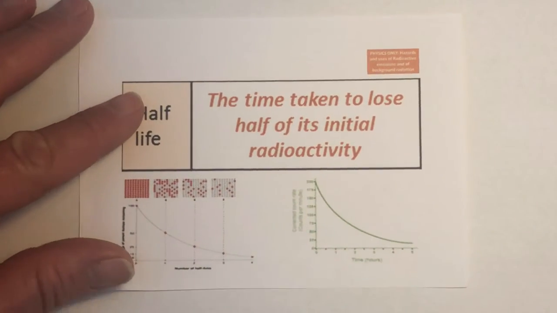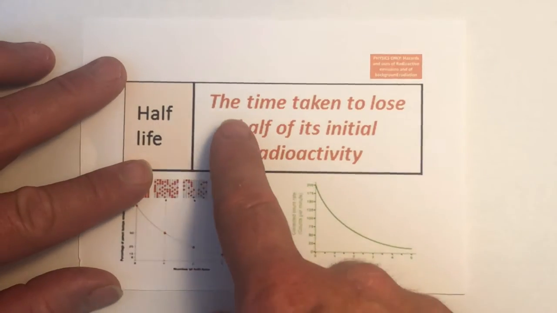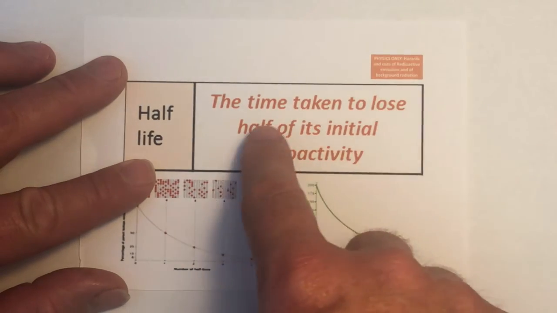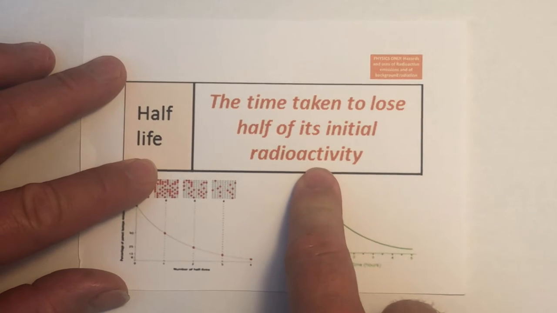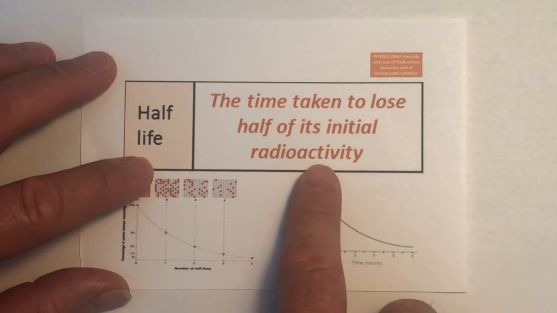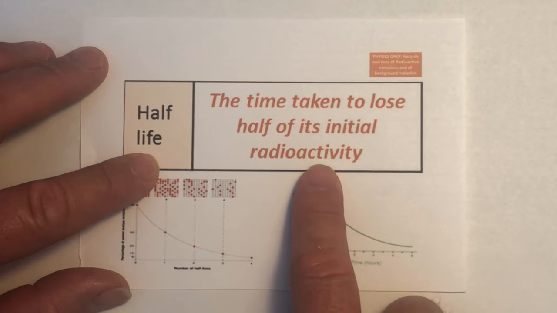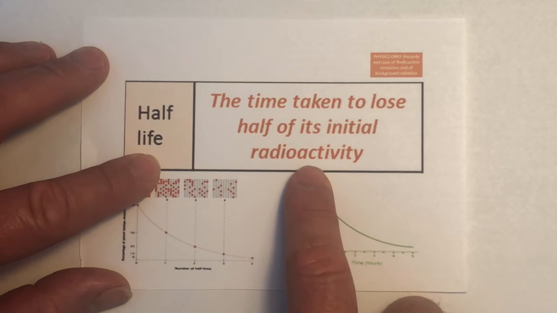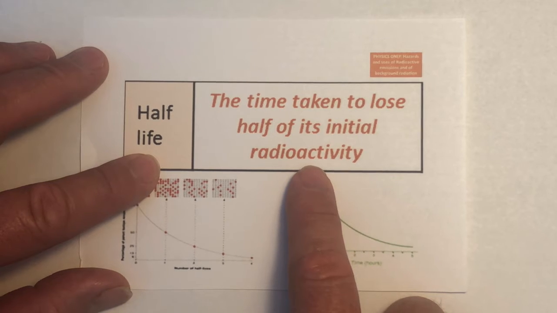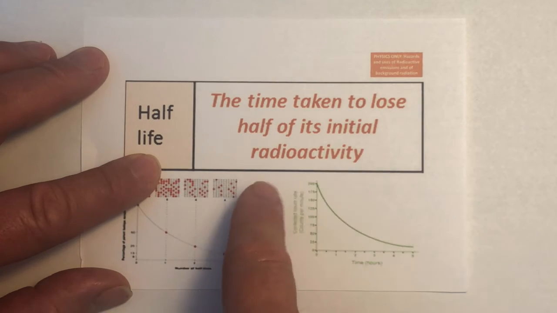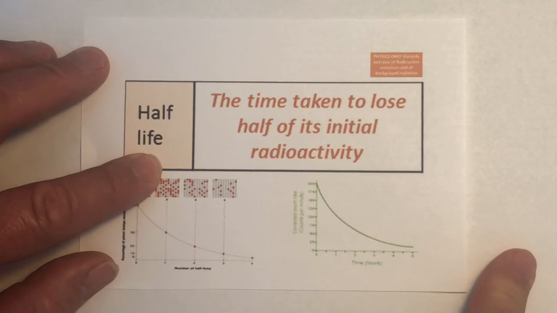So, what is a half-life? A half-life is the time taken to lose half of its initial radioactivity. Right, so that means if a substance had 100 particles that were potentially radioactive, and half of them decayed in an hour, then the half-life would be 1 hour. You'd also know that then, out of those 50, 25 more would decay in the next hour, because half of them decay every hour.